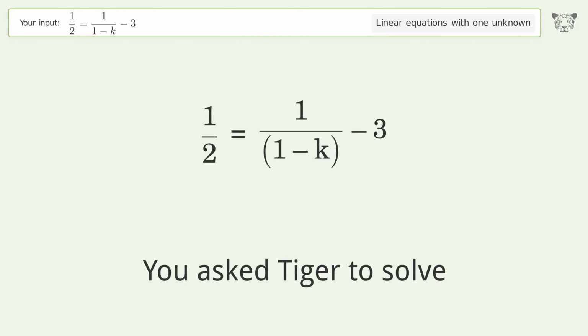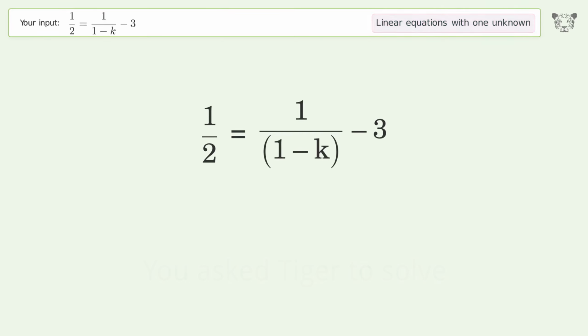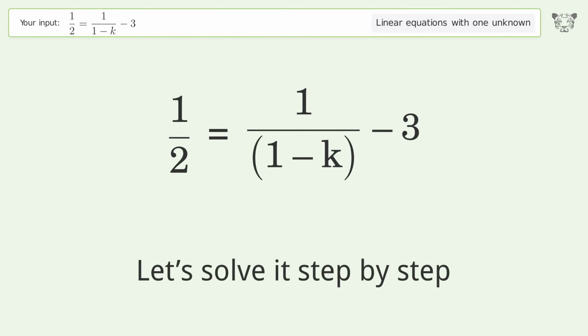You ask Tiger to solve. This deals with linear equations with one unknown. The final result is k equals 5/7. Let's solve it step by step.